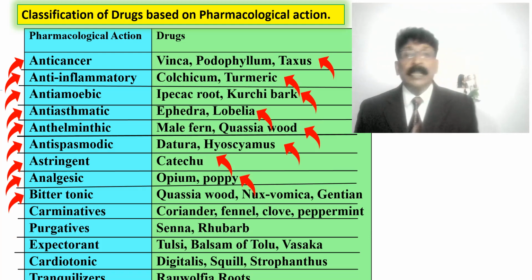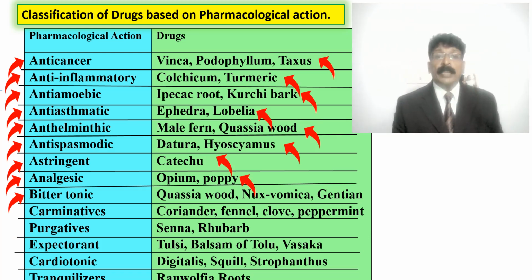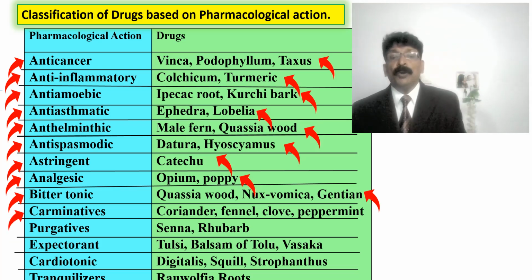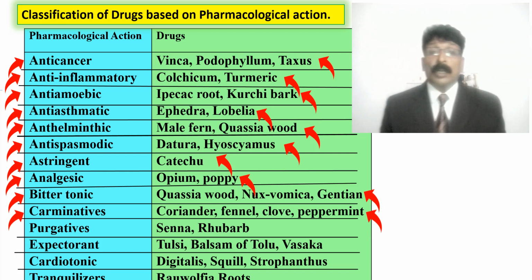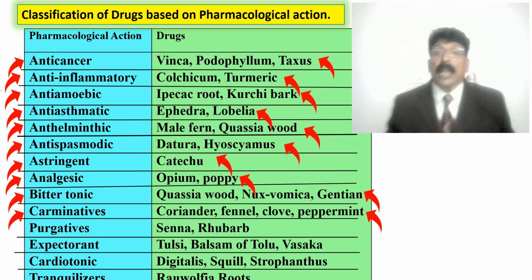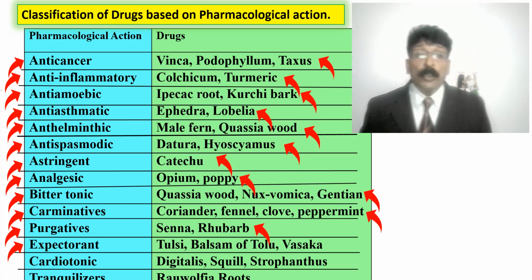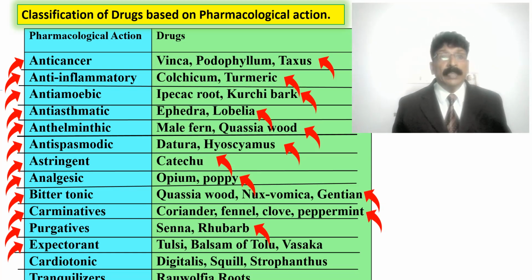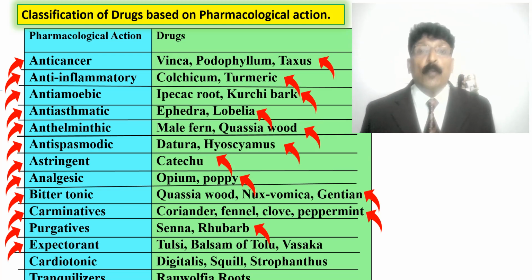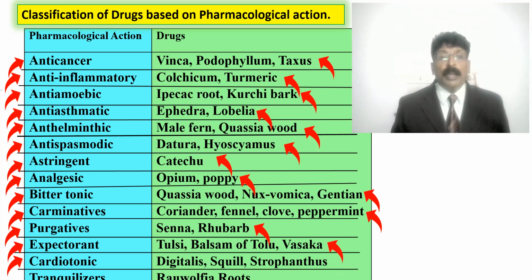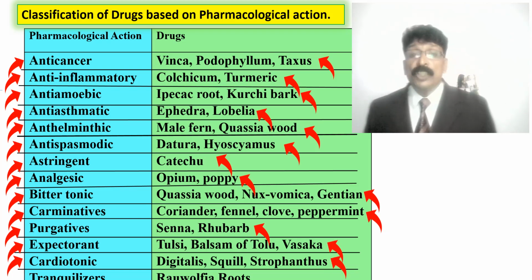And you can see that bitter tonic: quassia wood, nux vomica, and gentian. And carminative, we can give examples of coriander, fennel, clove, peppermint. Purgatives: senna, rhubarb. And for expectorant, we can give examples tulsi, balsam of Tolu, vasaka. And the cardiotonic example: digitalis, squill, strophanthus.